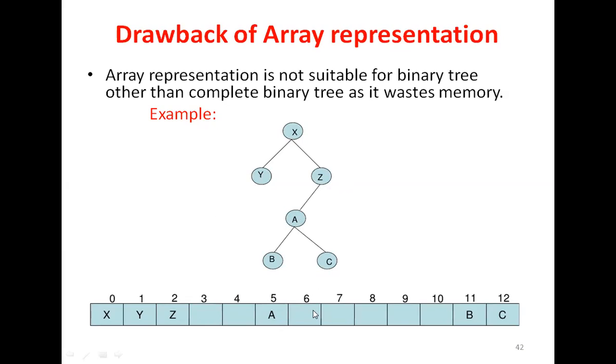Then you see, again in the next level, how many nodes can we have maximum in the next level of this? 2 to the power 0, 2 to the power 1, 2 to the power 2, 2 to the power 3, 8. So you'll have 8 nodes here. So up to this index 6 is completed.